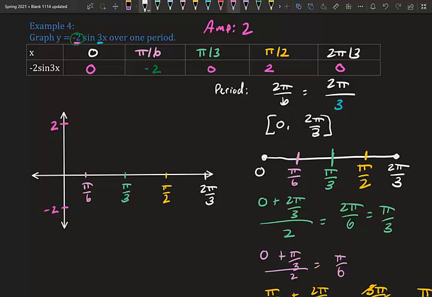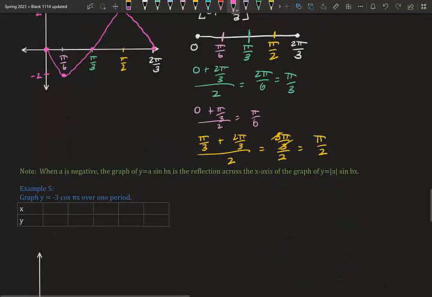So our first point is at 0, 0. And then we go down, because it's negative 2, so pi over 6, negative 2. Pi over 3, 0. Pi over 2, 2. And then 2 pi over 3, 0. And we don't put the arrows because it says over 1 period. So we start and stop.